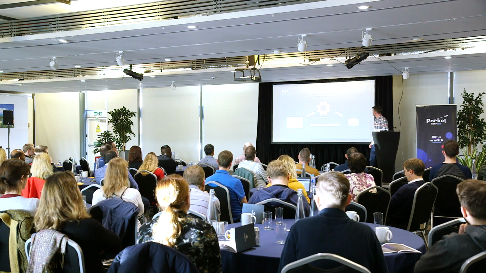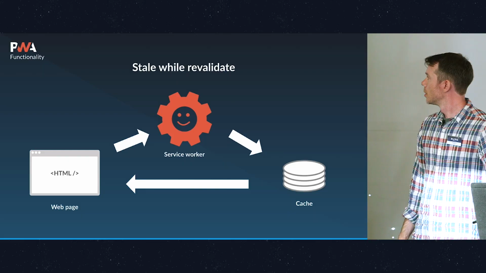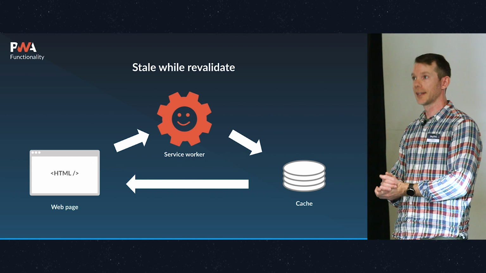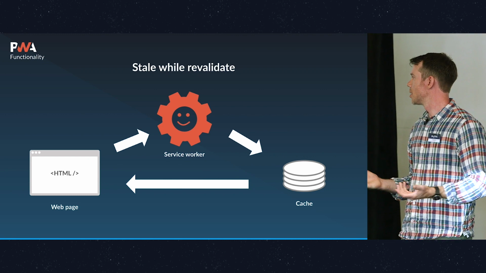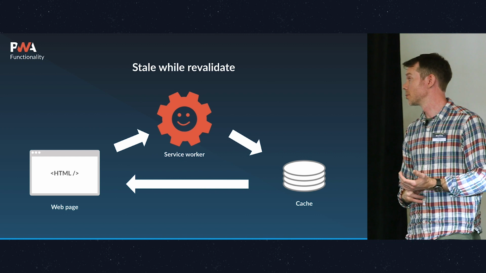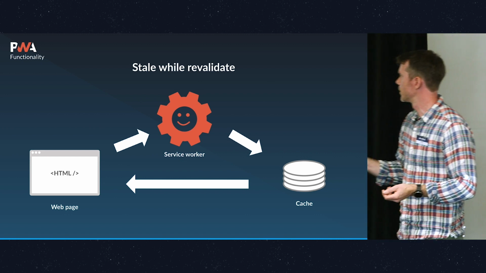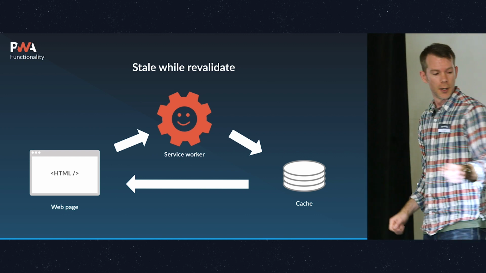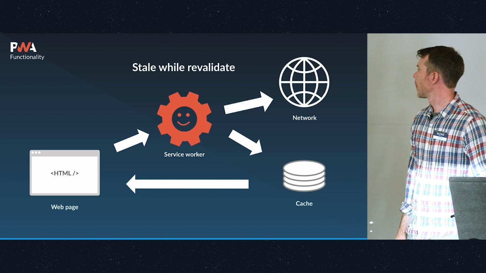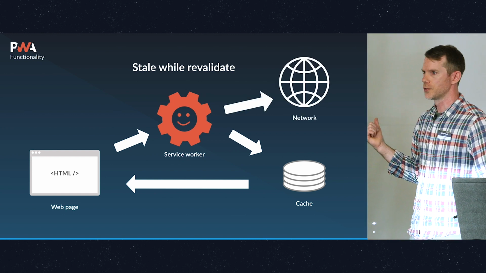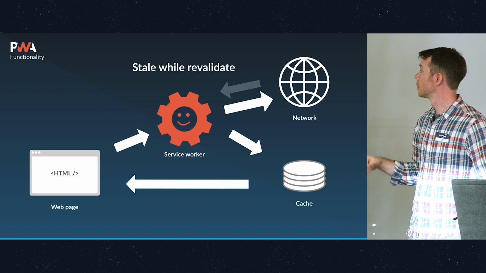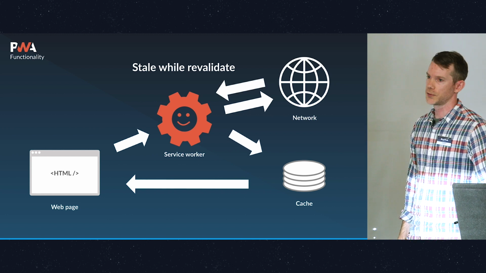This one sounds funny, but it's quite clever. So it's stale while revalidating. So what it does, web page will say, cat GIF, send it over. Service worker will go, it's in the cache, here it is. But then in the background, it'll go back to the network and say, is there an updated version of that? There is. I'll bring it back and put it in cache for next time.